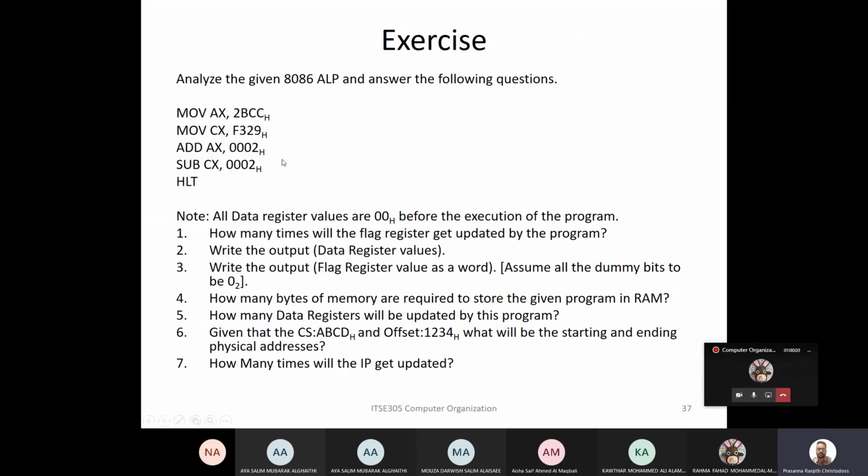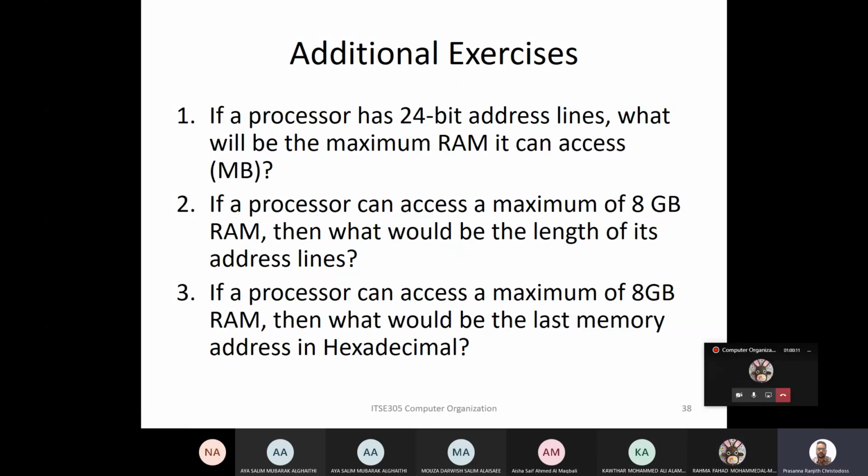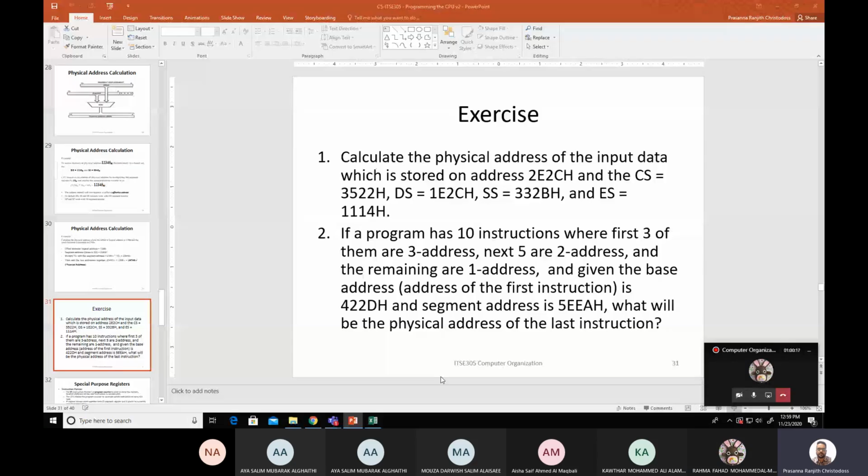This one is homework, okay? You have to do it as homework now. These are some exercises also. You can check. Try to solve it. So we finish this topic.